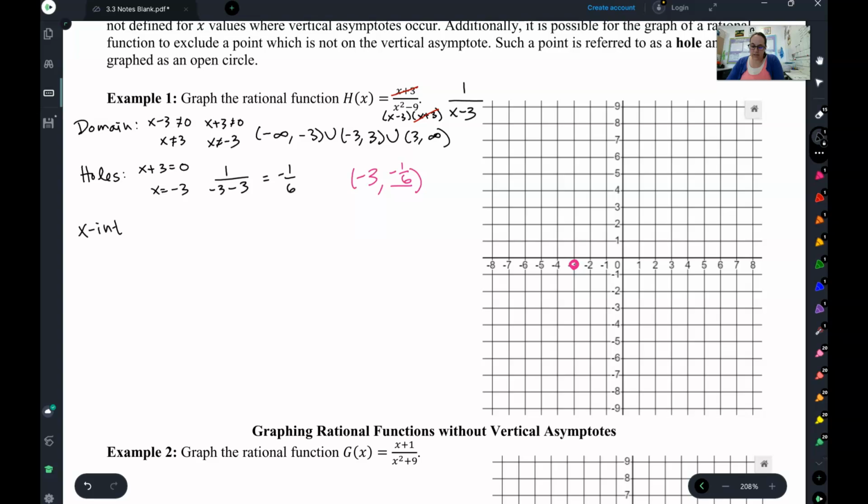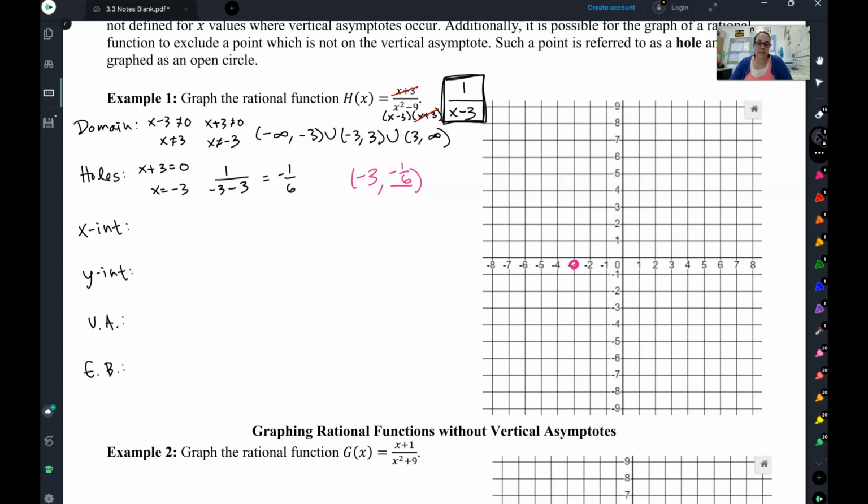Now we find x-intercepts, y-intercepts, vertical asymptotes, and end behavior. There's a reason we found the hole before we found the rest of this. We find the hole first because the rest of all of this should be found with our simplified equation. You should never use the original equation again. You only use the original equation for the domain and to start the hole. Then the rest of all of this, use the simplified equation.